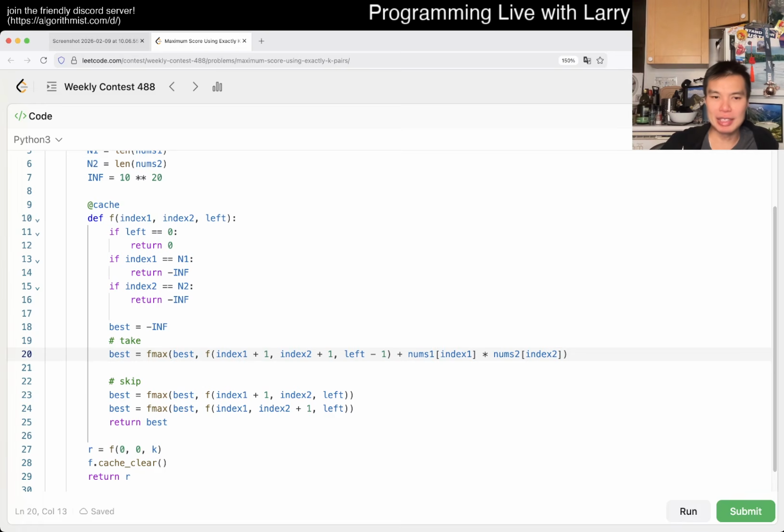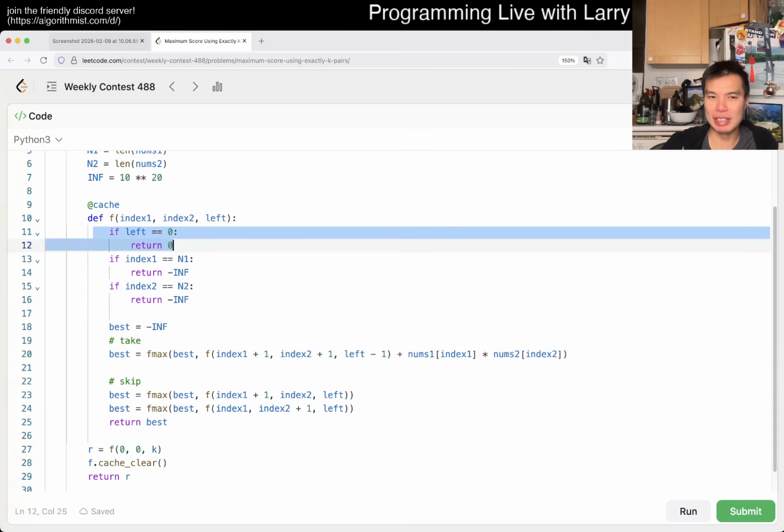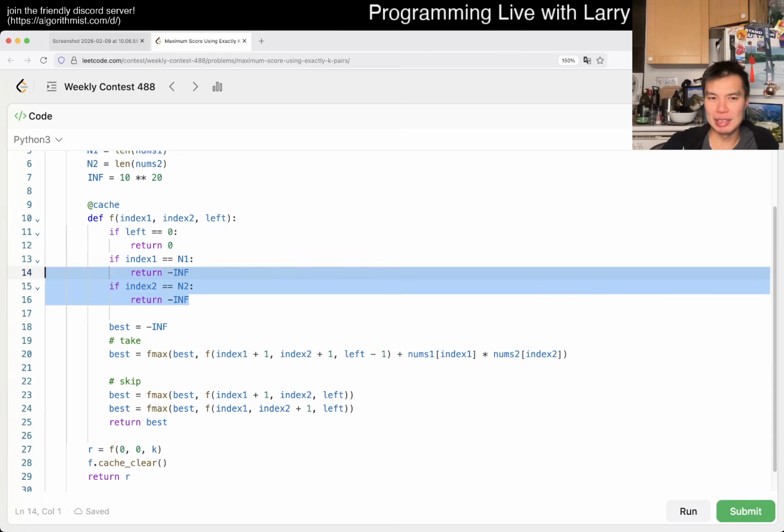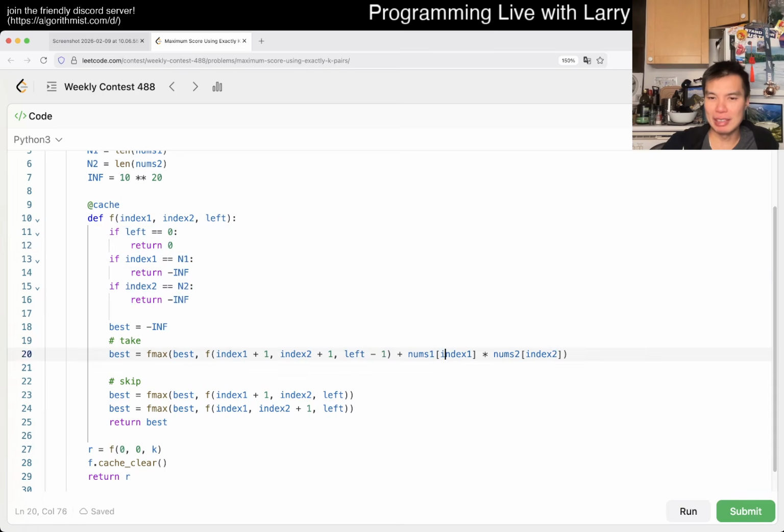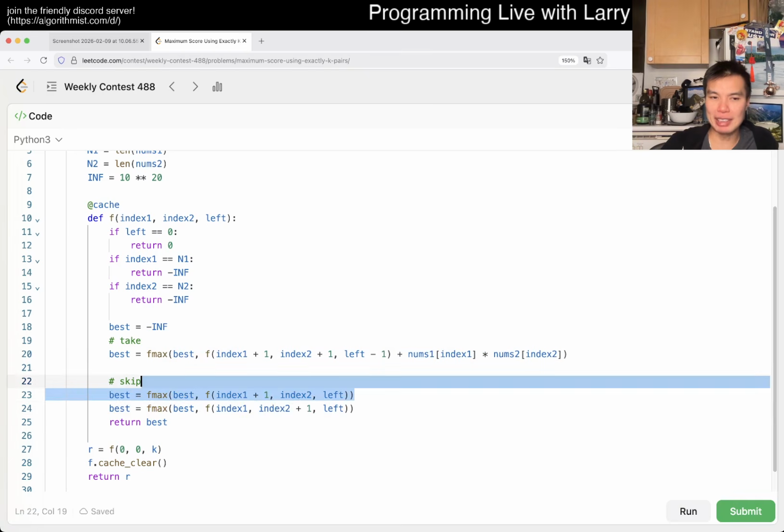Basically, you could tick, which means that you take index 1 and index 2 and add them to one of the k things that you tick, and use that one up from left. Remember that we have a base condition guard here: these two, we ran out of numbers. And then you add in the product. Otherwise, you skip one of the indices or the other one.